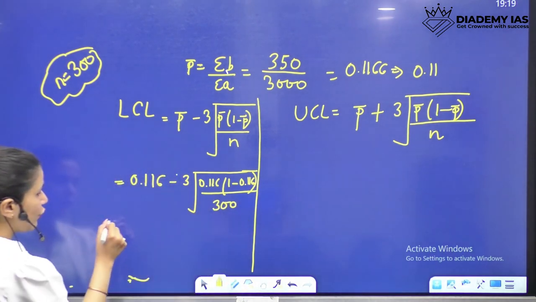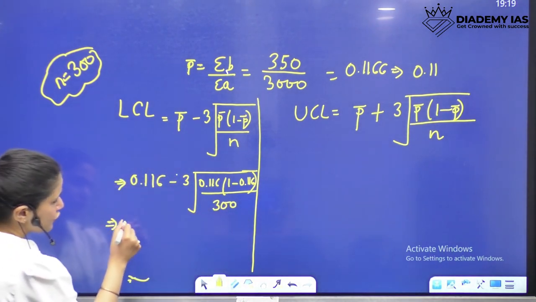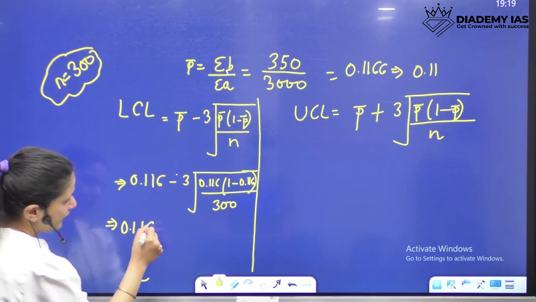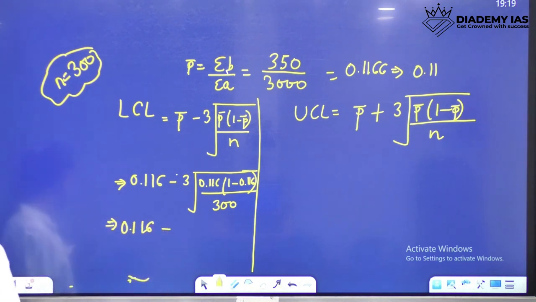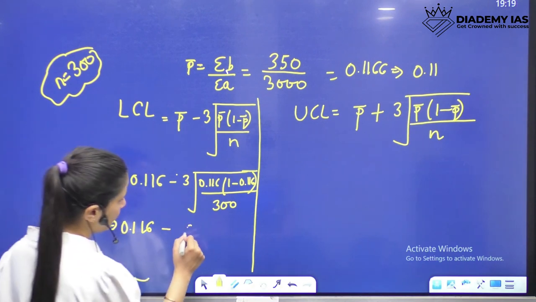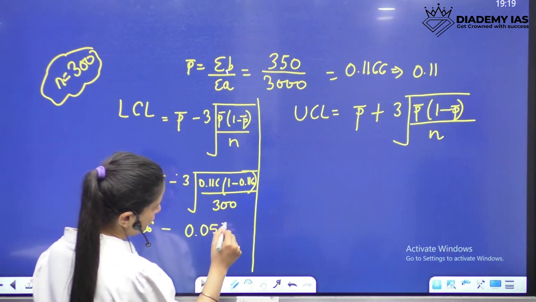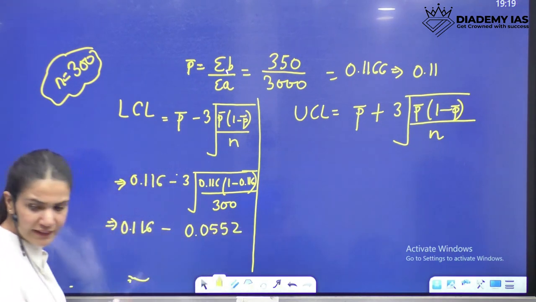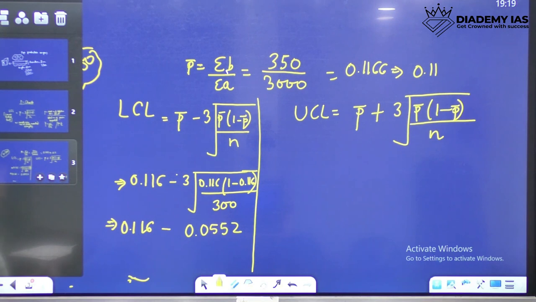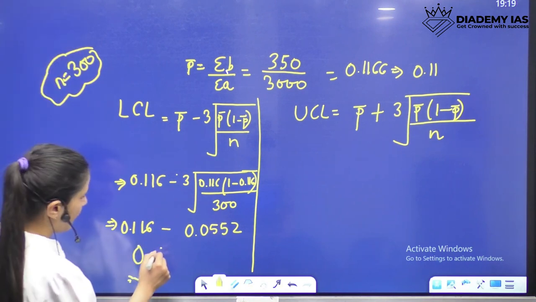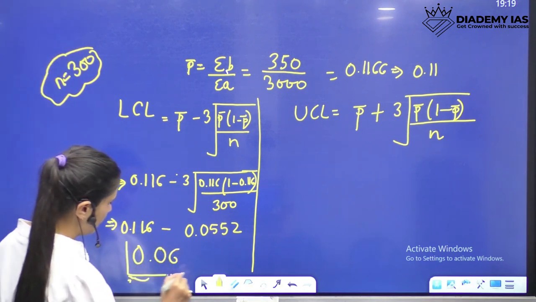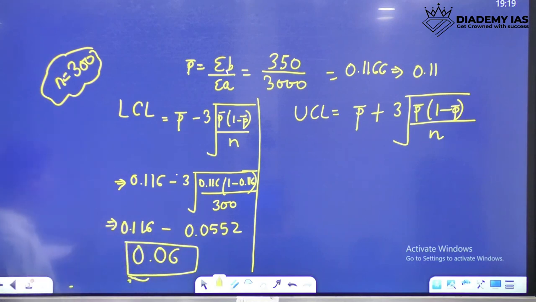For your convenience, I have already solved that. So let me just put in the values now and solve it clearly. So this is the value that comes out to be 0.0552. If you subtract it, the value is going to be 0.06. So now you clearly have the lower control limit.